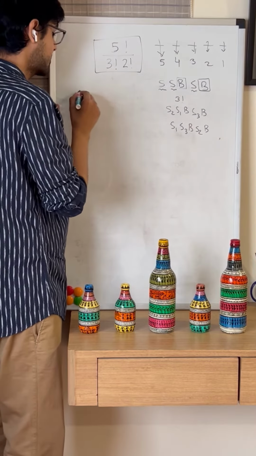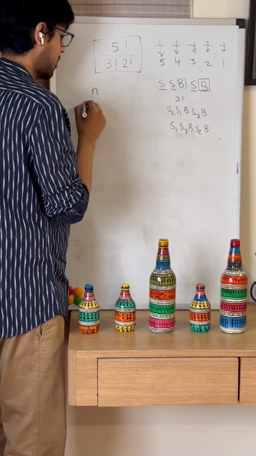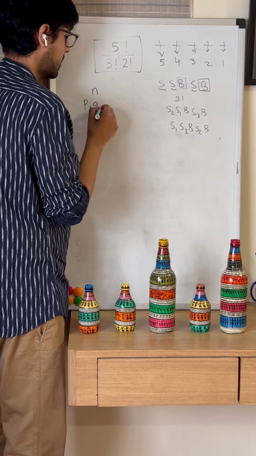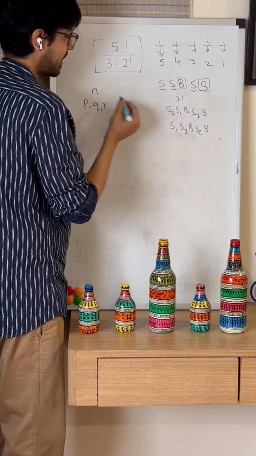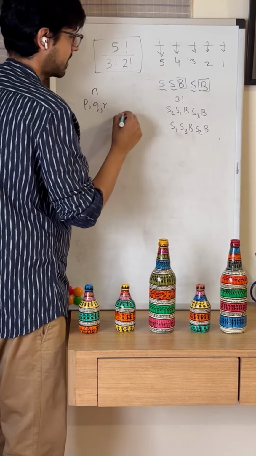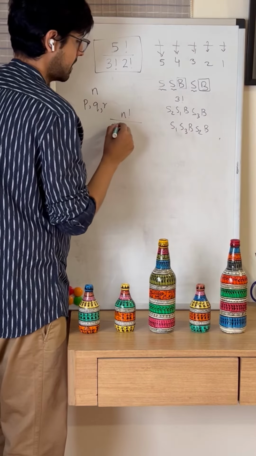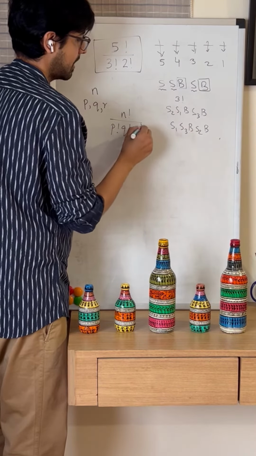The formula is that if there are a total of n objects out of which p are of one type, q are of another type, r of another type and the remaining are unique, then the number of arrangements possible is n factorial by p factorial, q factorial, r factorial.